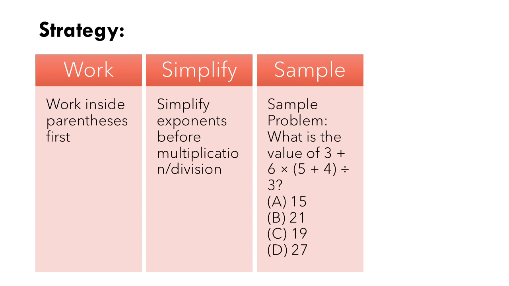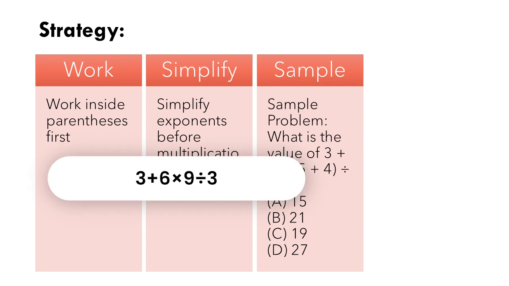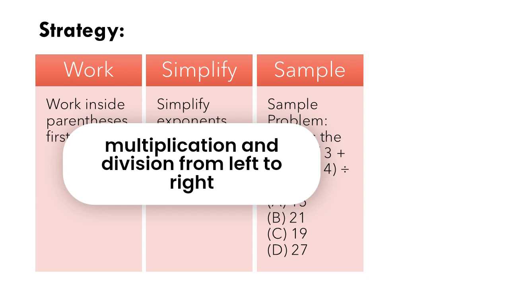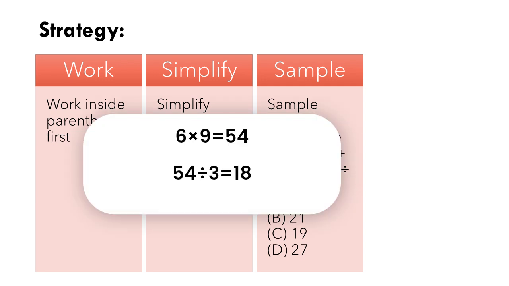What is the value of 3 plus 6 times (5 plus 4) divided by 3? A. 15. B. 21. C. 19. D. 27. Alright, step 1. Start with parentheses. Inside the parentheses, we have 5 plus 4, which equals 9. So now our expression looks like this. 3 plus 6 times 9 divided by 3. Next, we handle multiplication and division from left to right. First, we multiply. 6 times 9 is equal to 54.